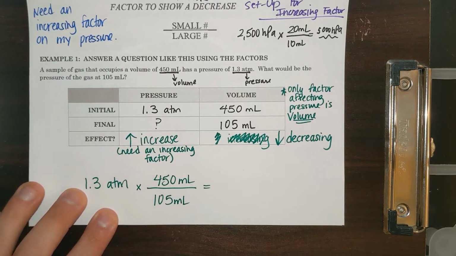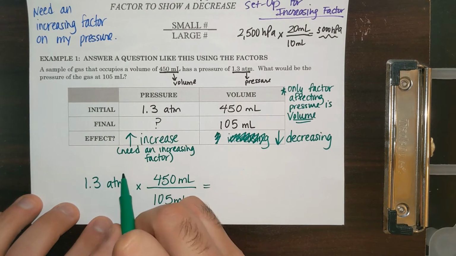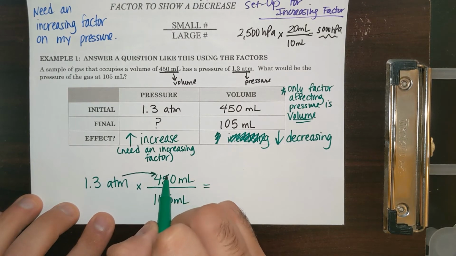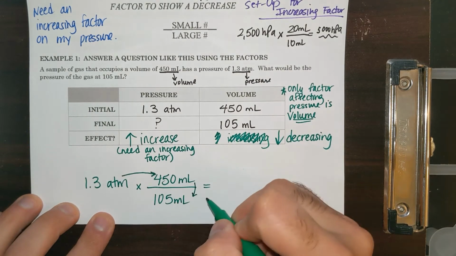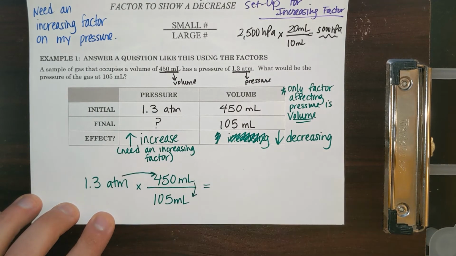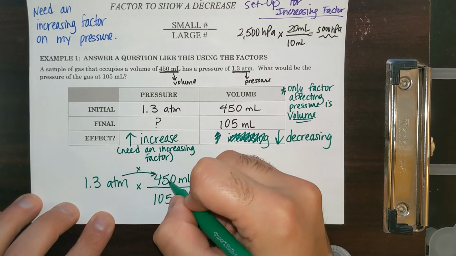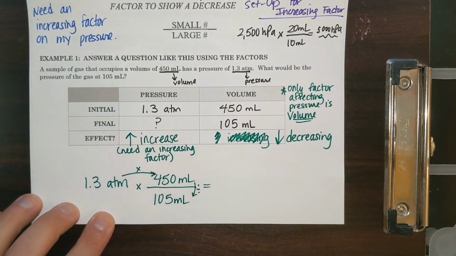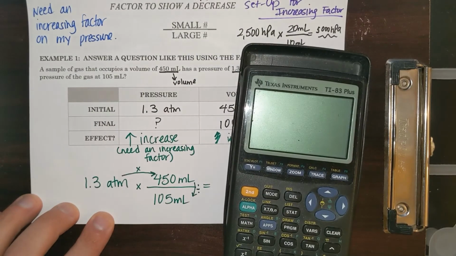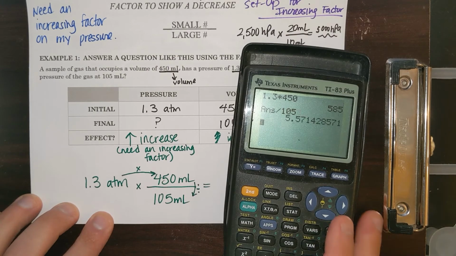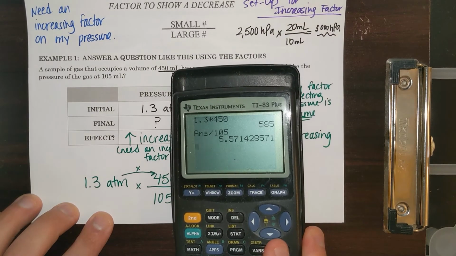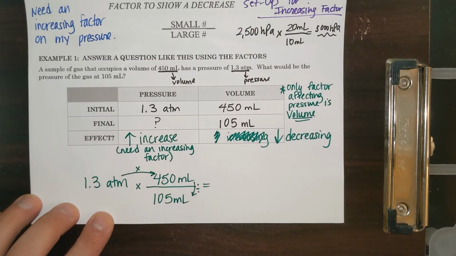And this is just like in dimensional analysis when you did this type of calculation. You're going to do 1.3 times 450, and then you're going to divide by 105. You multiply by 450, and then you divide by 105. So I'm going to do 1.3 times 450 divided by 105, and it looks like my pressure is 5.57 atmospheres.